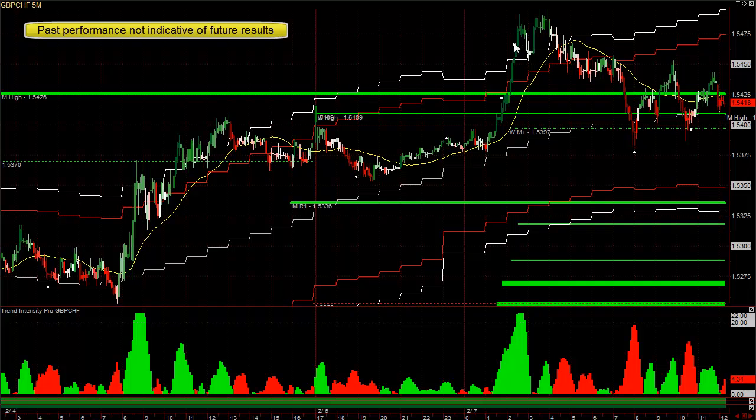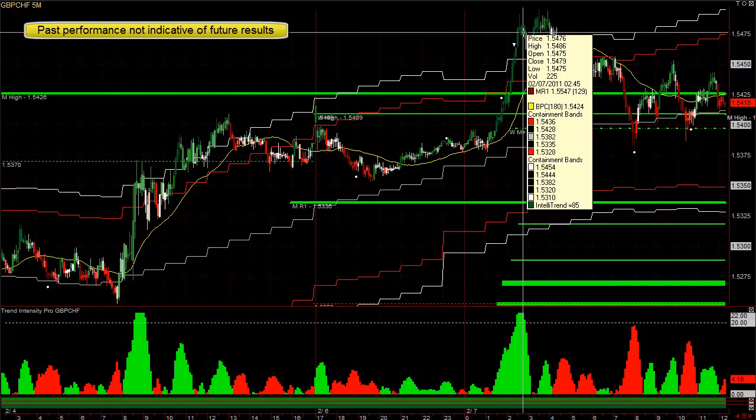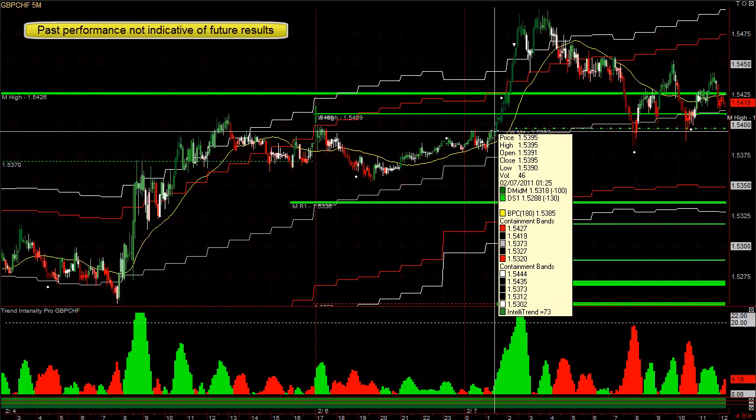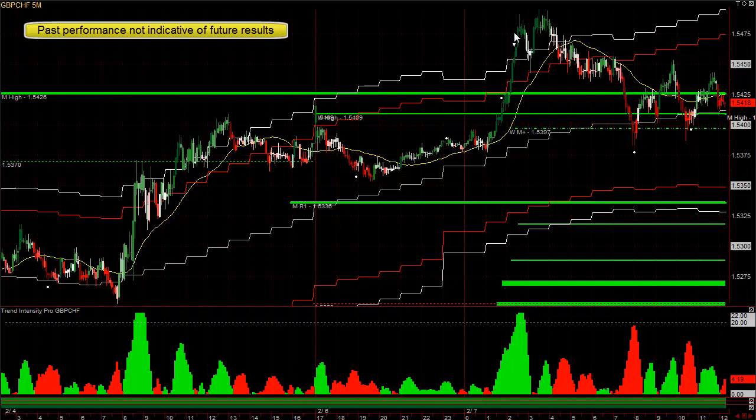Trend reversal triangle right here. The first sign of this stalling, I would have got out. I probably would have got out up here at 75. That trade, 75 pip profit followed by about a 25 pip one.